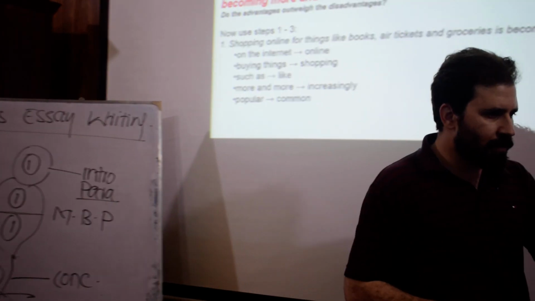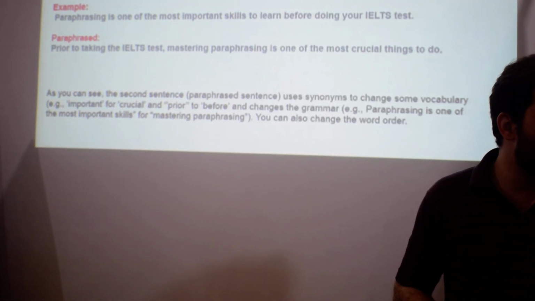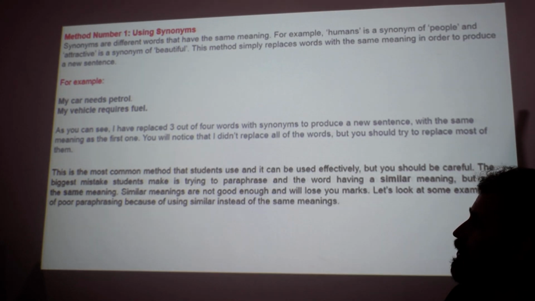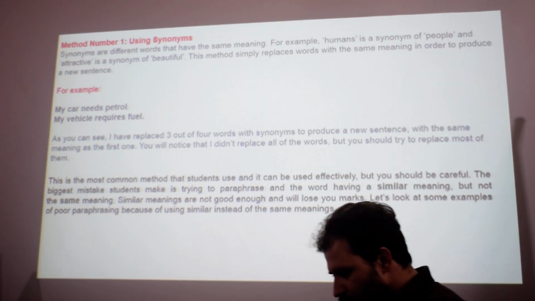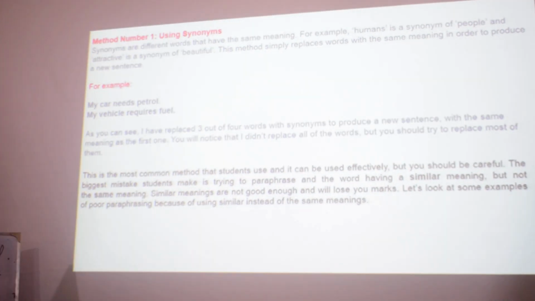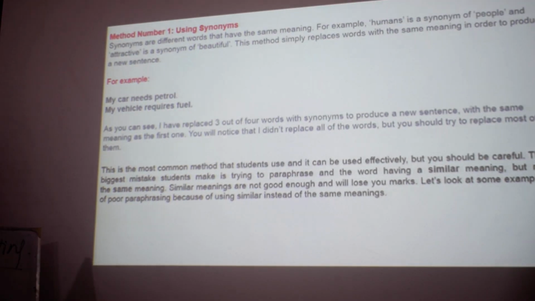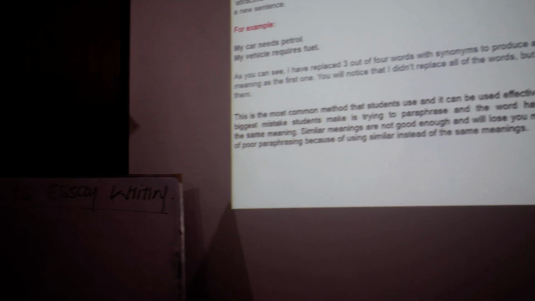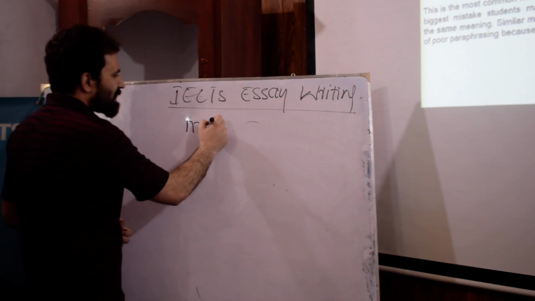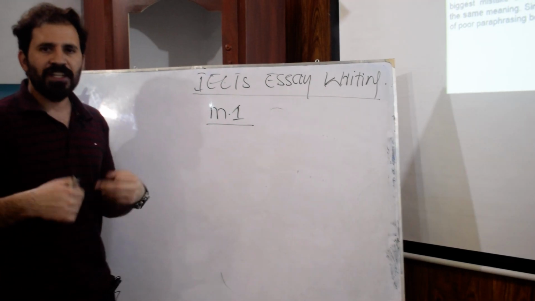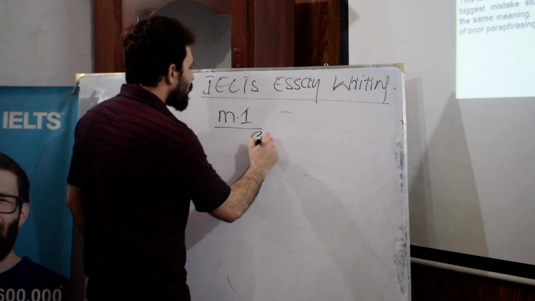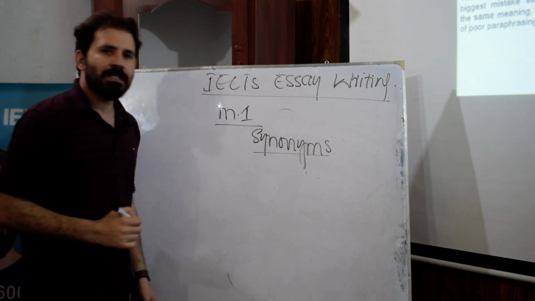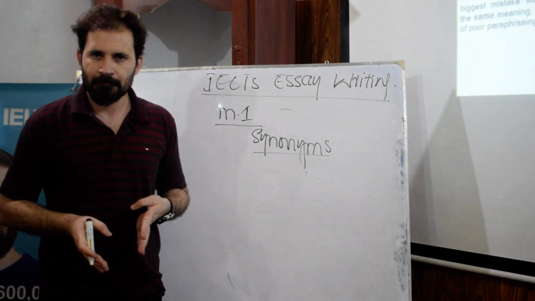So the first method that you can use for the paraphrasing part is simply using synonyms. Let's talk about the method first, and then I will show you more examples. Method number one that we can follow for our paraphrasing is called using synonyms. Synonym means same meaning words.